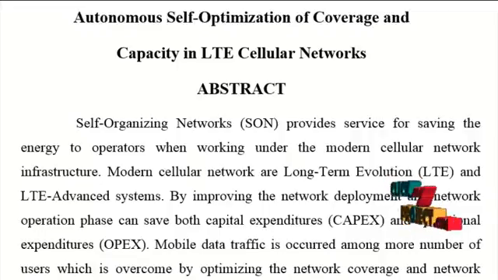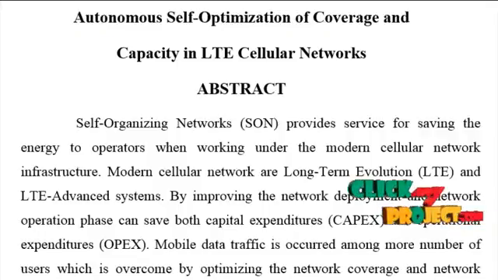Mobile data traffic occurs among a larger number of users, which is overcome by optimizing the network coverage and network connectivity capacity. This strategy is optimized using self-organized networks. In the proposed work, a traffic light related approach performs autonomous self-optimization. The above-mentioned indicators are used in LTE multi-tier networks.